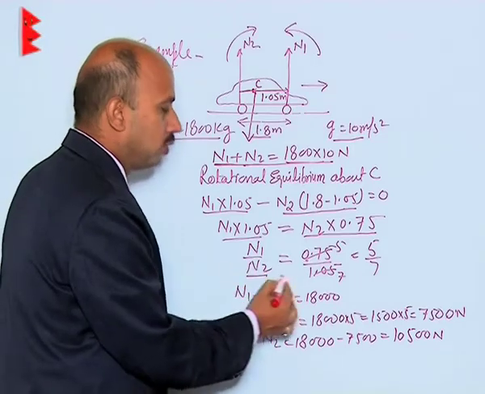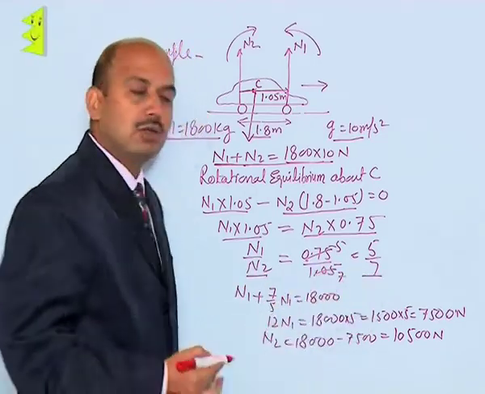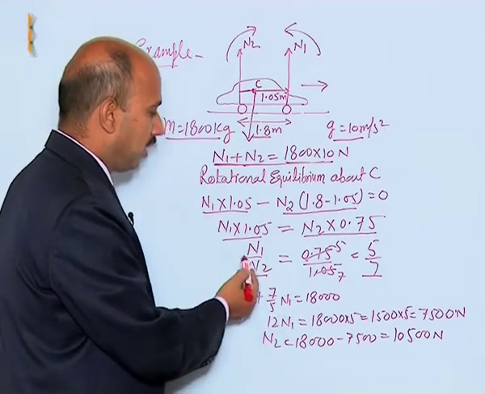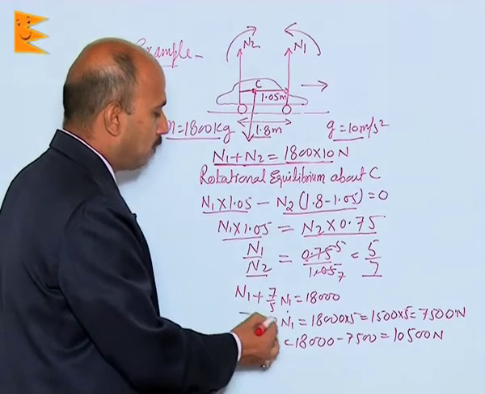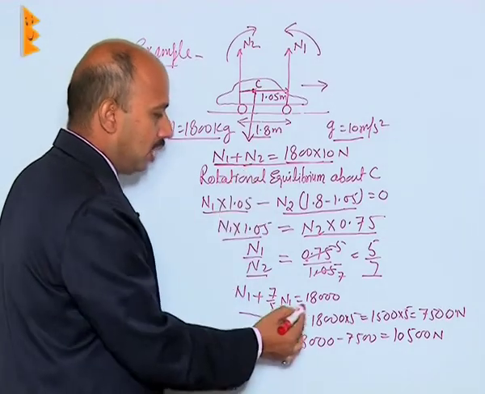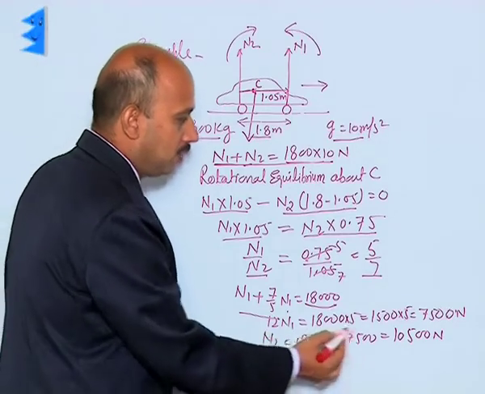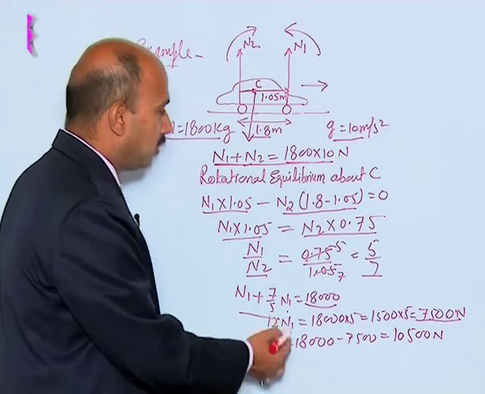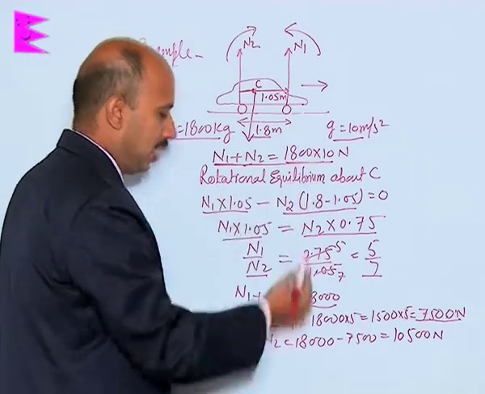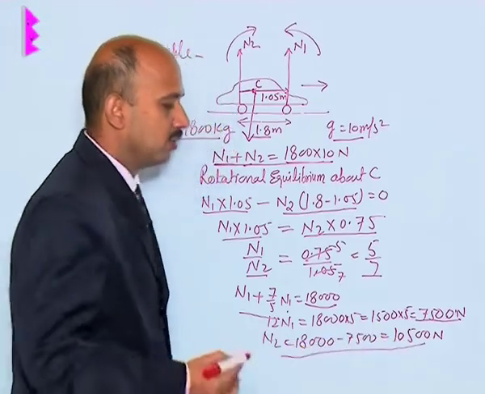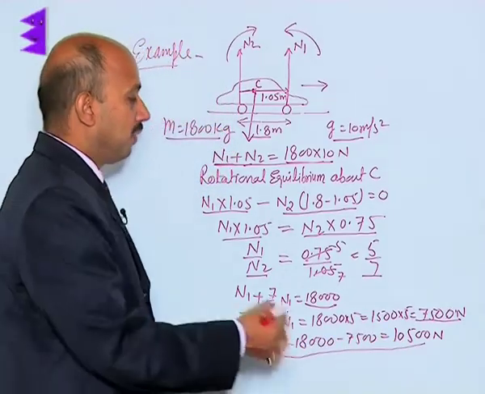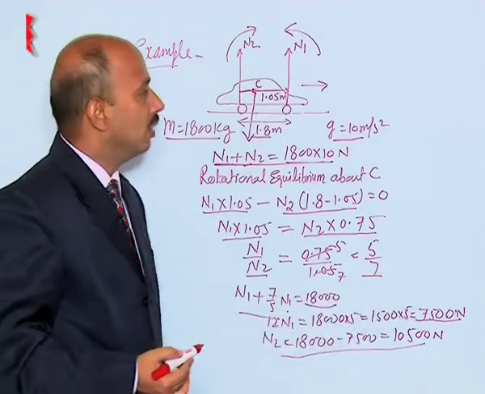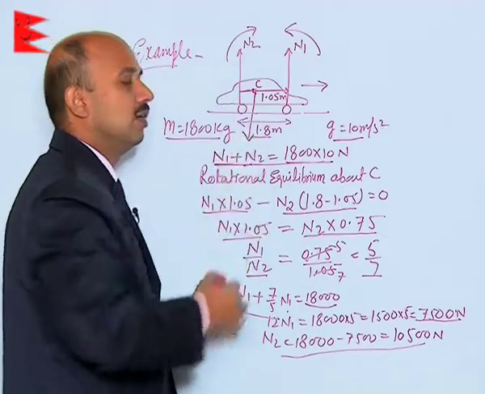And N1 upon N2 is equal to 5 upon 7. So we can write N2 is equal to 7 upon 5 N1. We put the value of N2 in this equation, and we get the value of N1 is equal to 7500 Newton. When we put the value of N1 in this equation, we get N2, that is 10,500 Newton. So the front wheel, N1, experiences 7500 Newton force from the ground upward, and the back wheel experiences 10,500 Newton force.